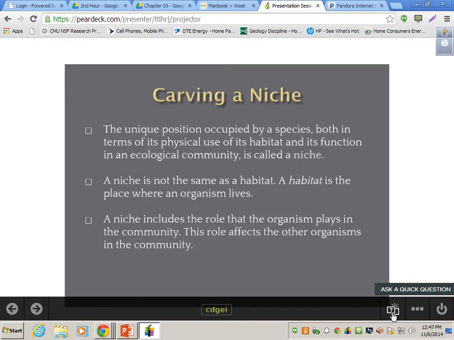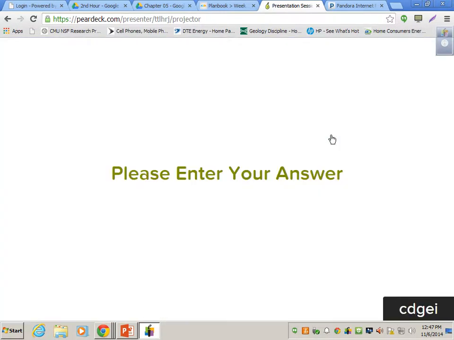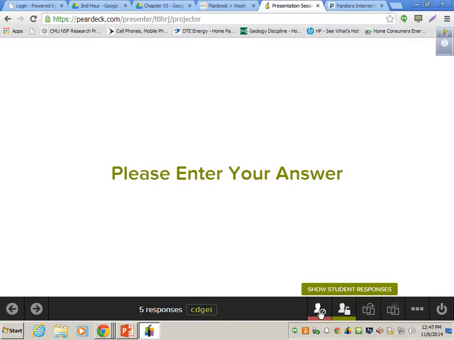So if I asked you guys to tell me what your habitat is, describe your habitat, your home. What is your home? What is your habitat? I'm waiting for 22 of you, I believe. 2, 4, 6, 8, 10, 12, 14, 16, 18, 22. Yes, 22 of you.